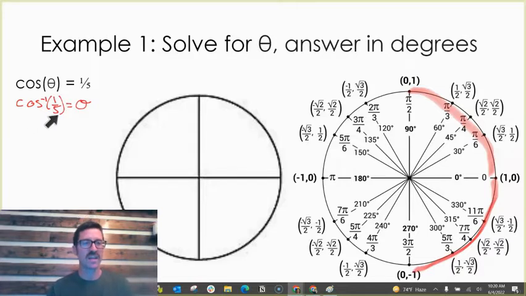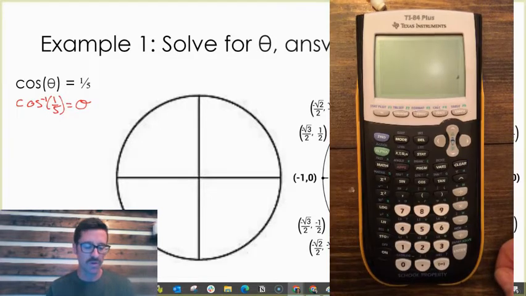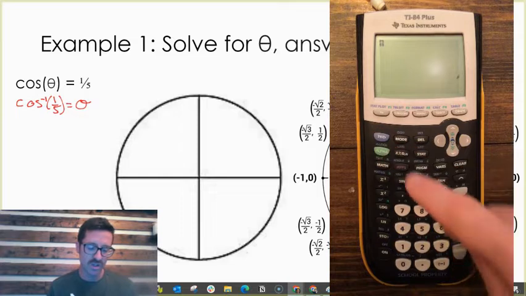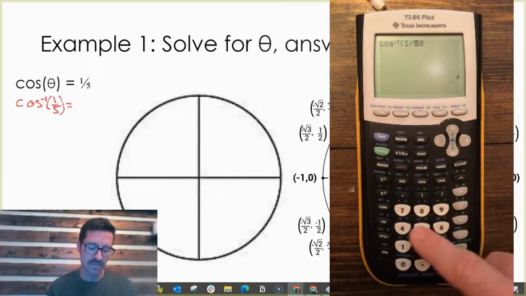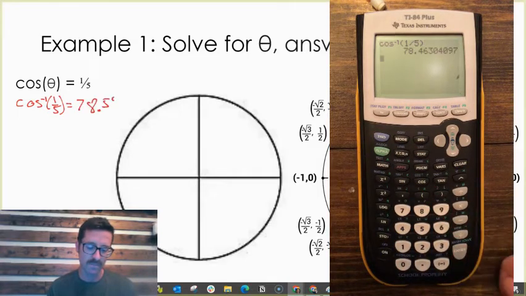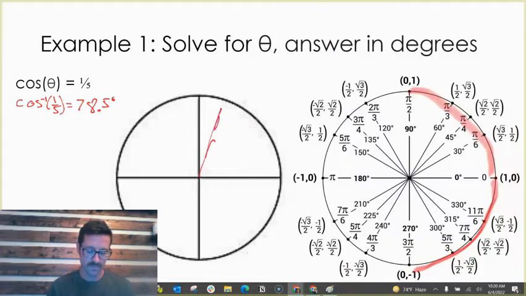So if I punch that into my calculator, cosine inverse of 1/5, the calculator should spit out 78.5 degrees, okay? So if I wanted to draw this on my other little unit circle here, it would look something like that. We'd have 78.5 degrees, and that's our solution. But we got to be careful.